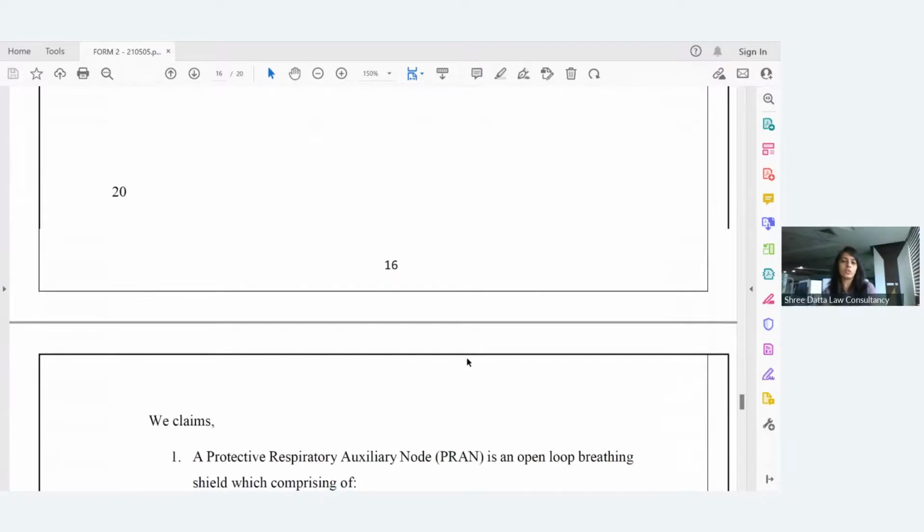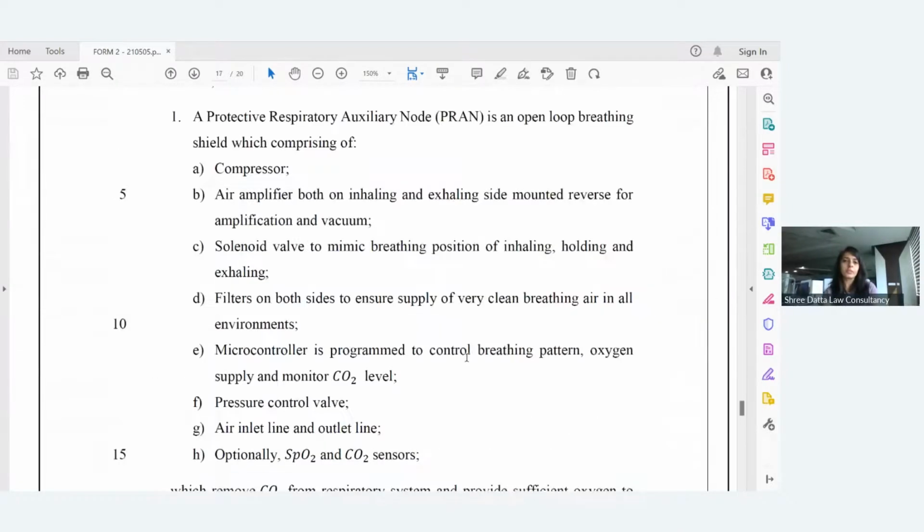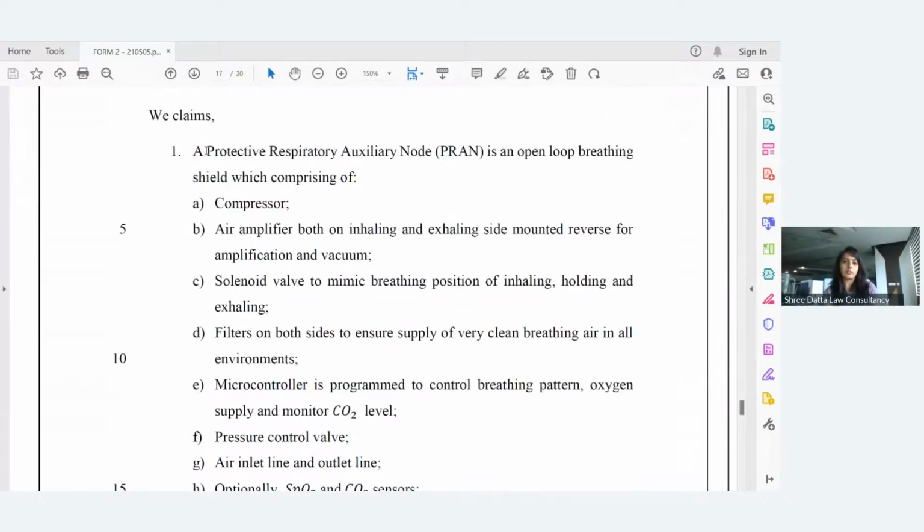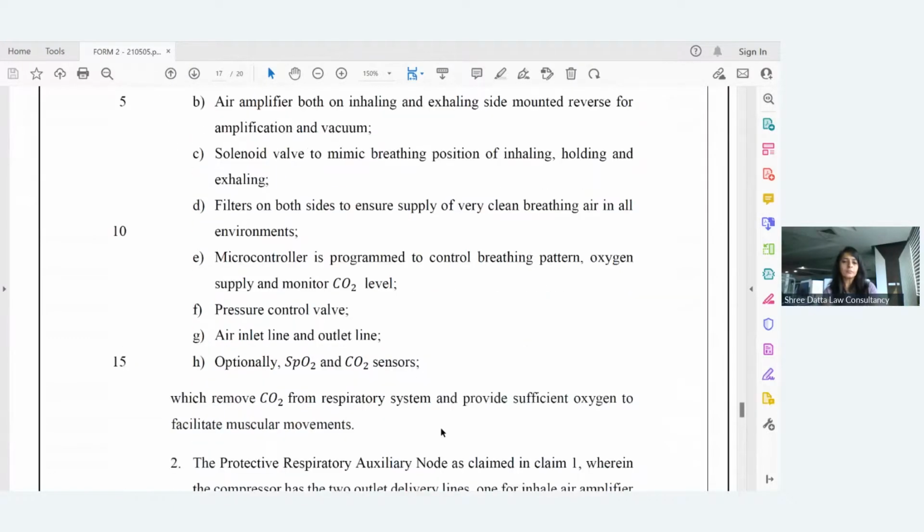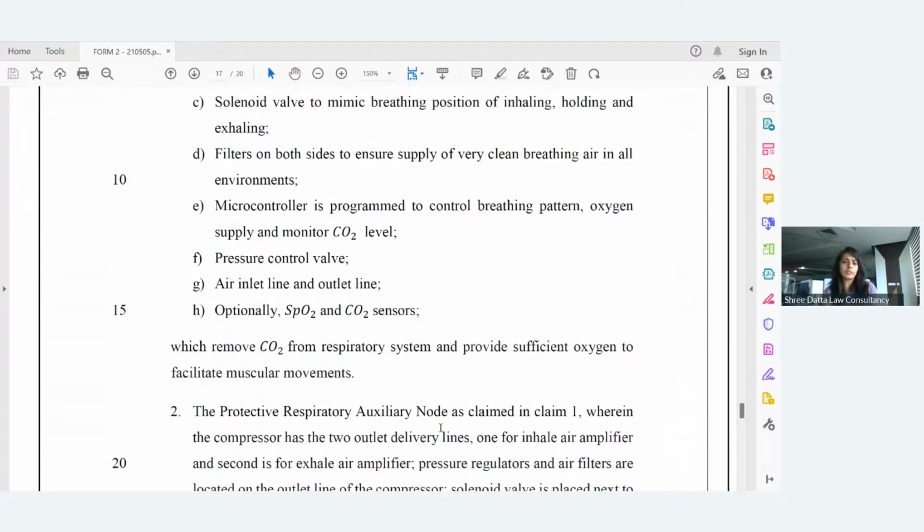Now from the first page, we have drafted the claims. In that, the device or protective respiratory auxiliary node is open loop, like this, comprising, then a colon, then the different components are there. We have kept a semicolon over there. In the last, we can add the word 'and', then where some particular features are there, remove this 'and' and provide it there, as we have added here.